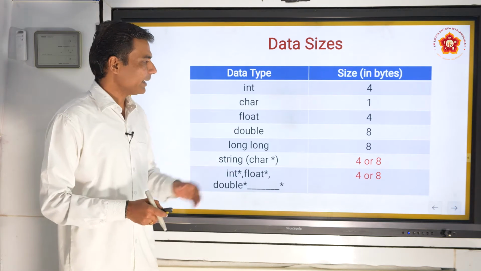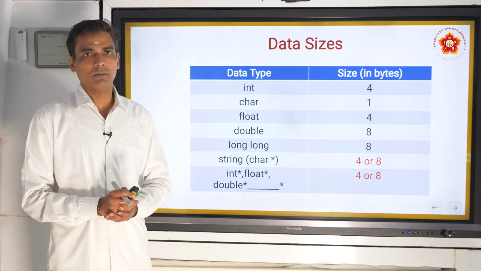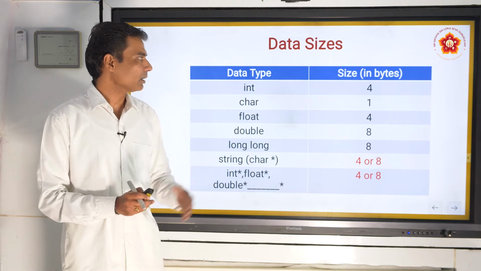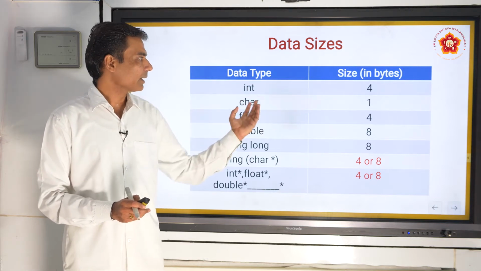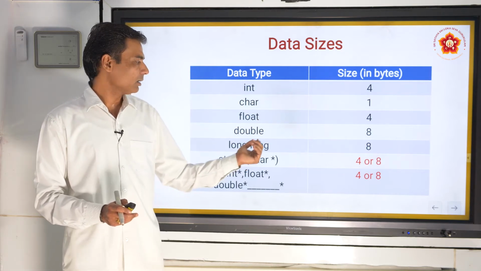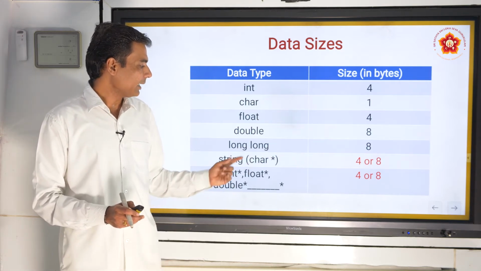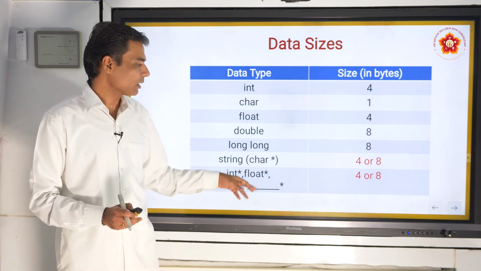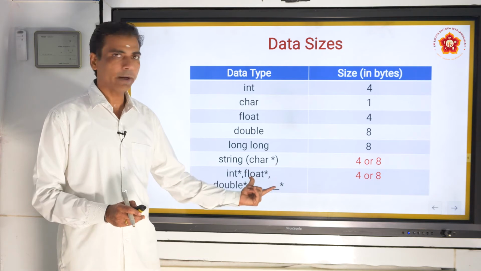So these are the data sizes we have learned while learning the C++ programming language in the beginning. Int consumes 4 bytes, char consumes 1 byte, float consumes 4, double 8 and then long 8, and these are the points, these two data types are of our interest. These represent the pointers.